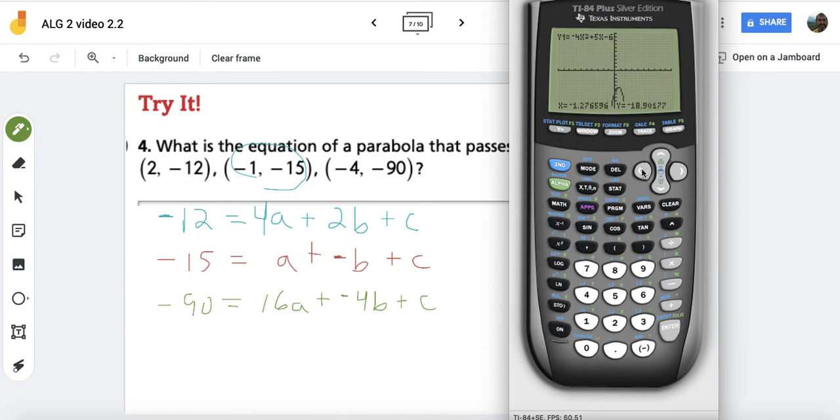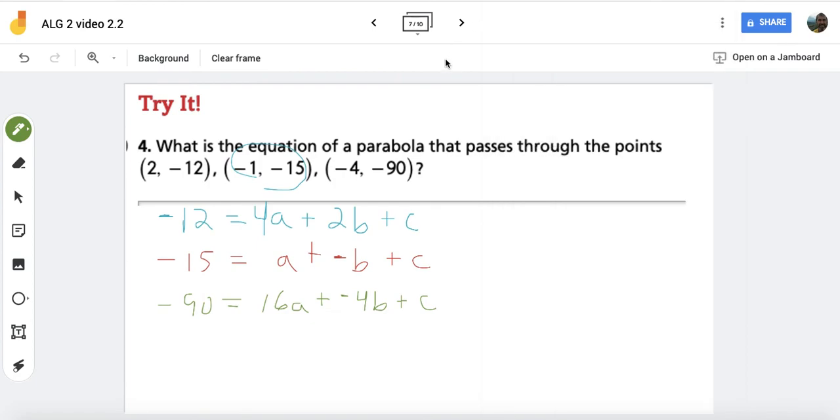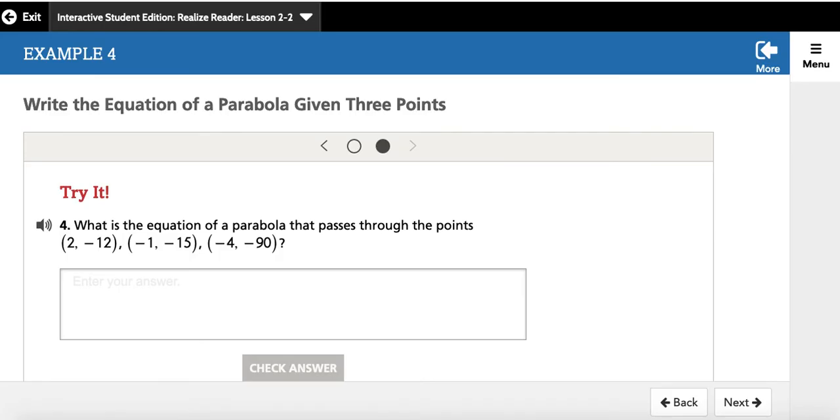What do we have for some values? Negative 1, negative 15. Yeah, it looks like it's going through negative 1, negative 15. How about negative 4, negative 90? Negative 4, and about negative 90. Yep, so I think this is it. Let's see what they came up with.